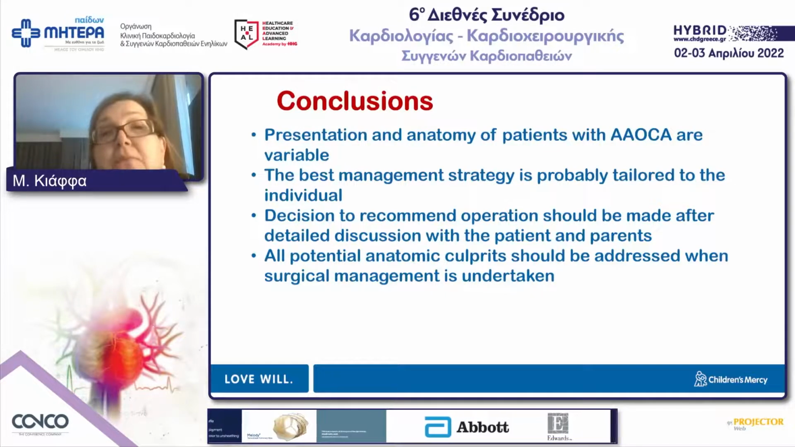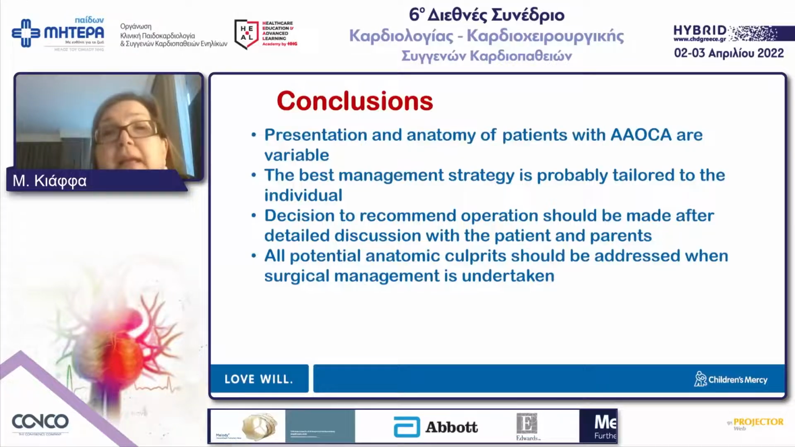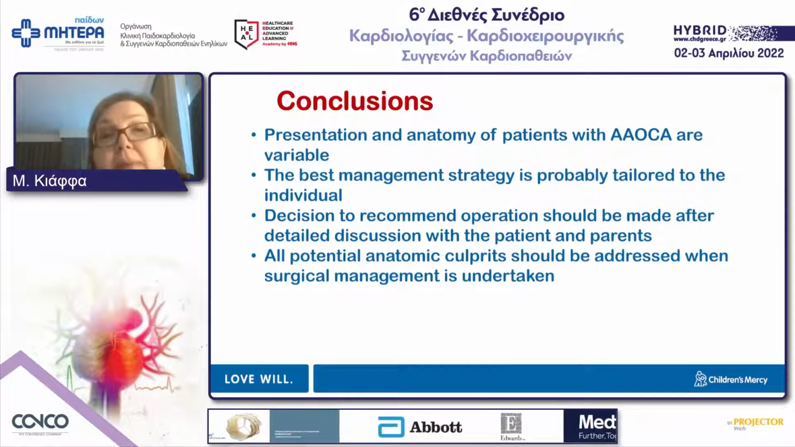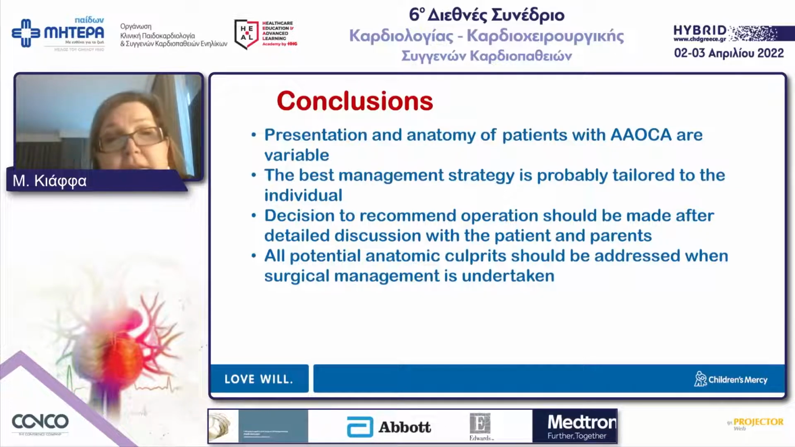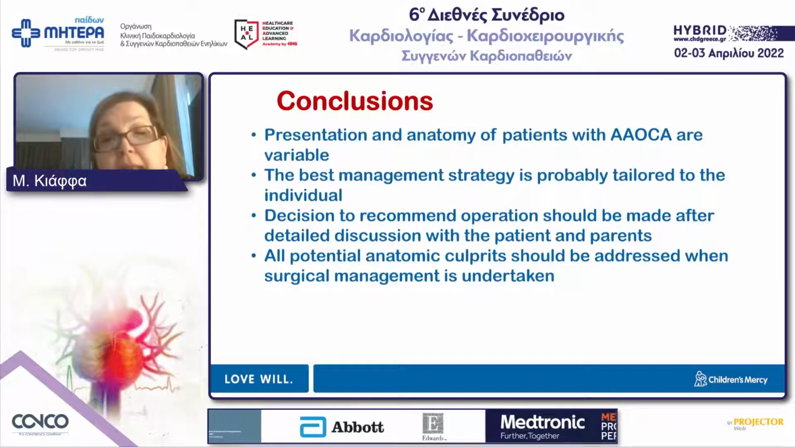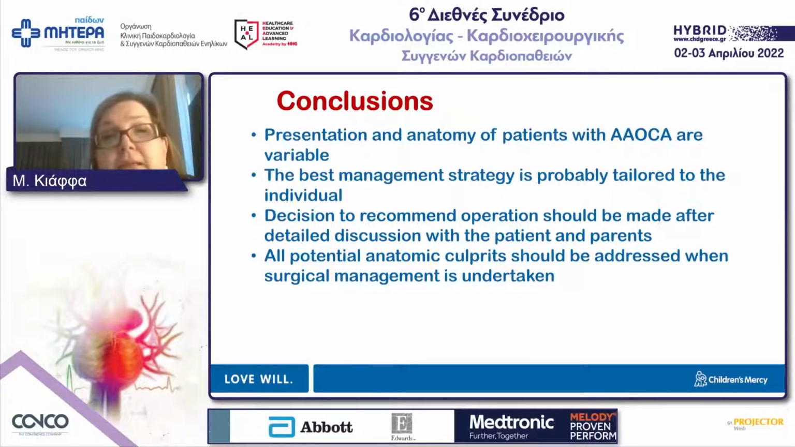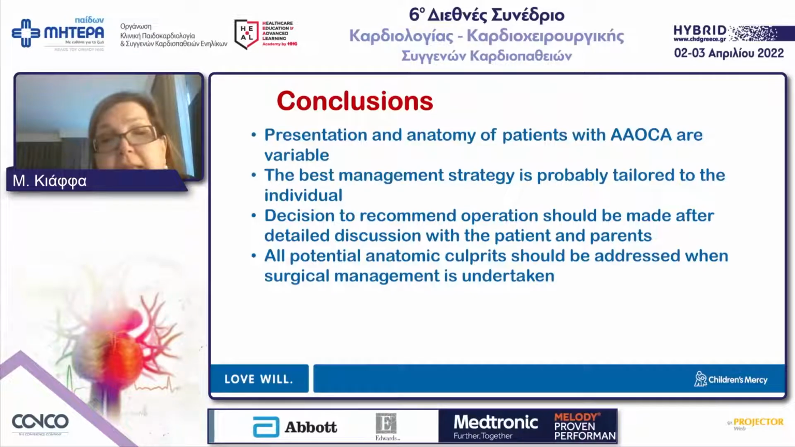The presentation and anatomy of patients with anomalous aortic origin of the coronary artery are variable. The best management strategy is probably the one that is tailored to each patient. The decision to recommend operation should be made after detailed discussion with the patient and the parents, and all potential anatomic culprits should be addressed when surgical management is undertaken.